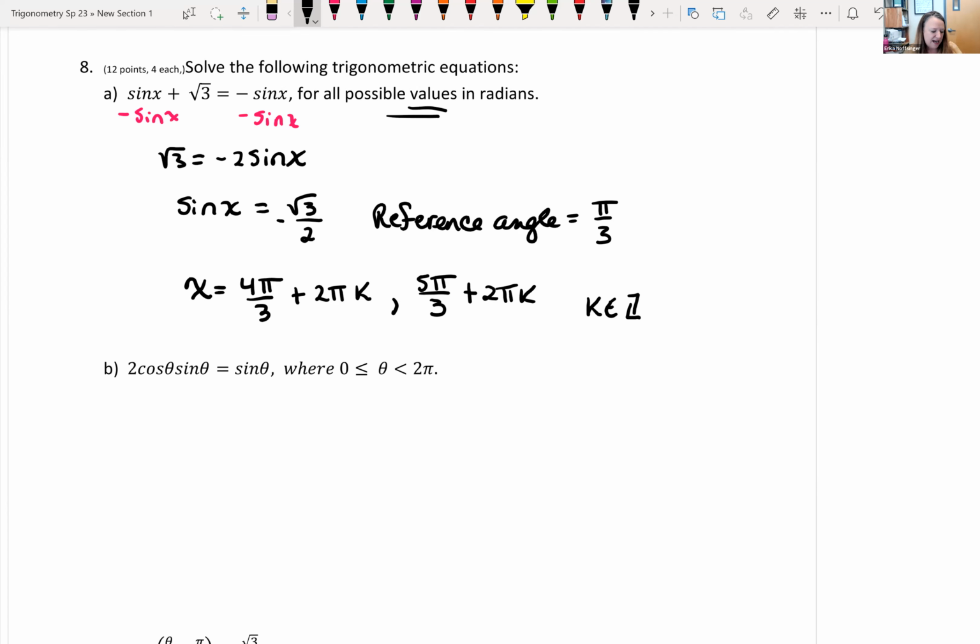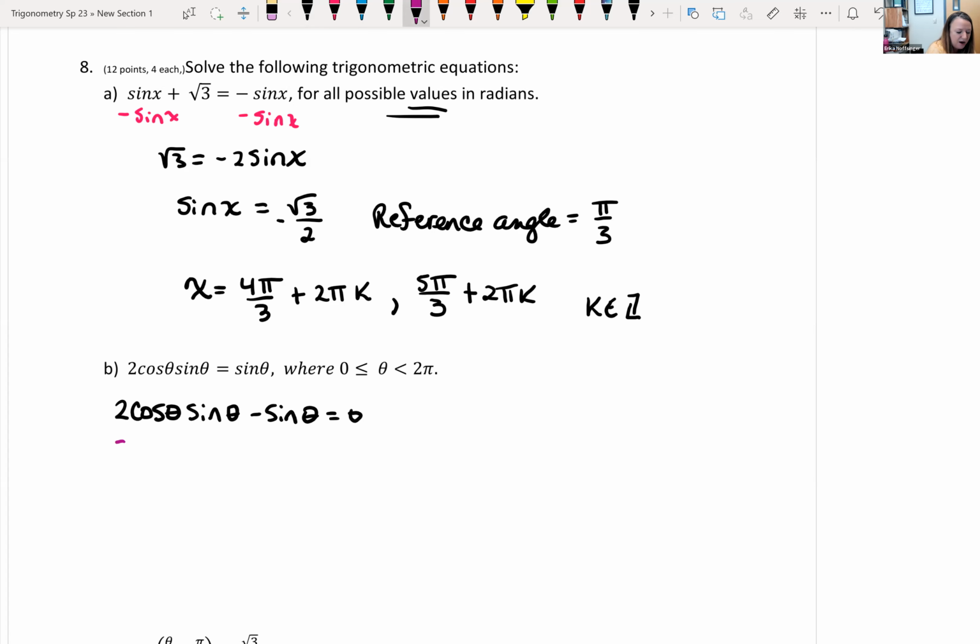So now looking at the next equation, we have 2 cosine theta sine theta equals sine theta. I noticed if I set this equal to 0, I could factor out a sine theta. So let's go ahead and do that. So let's subtract sine theta on both sides of our equation. We would get 2 cosine theta times sine theta minus sine theta is equal to 0.